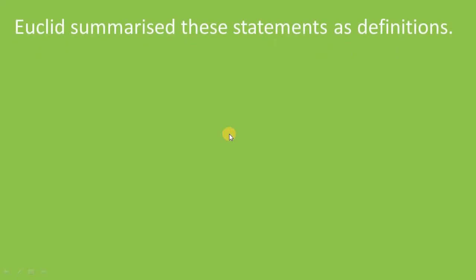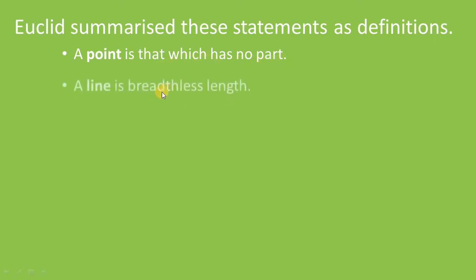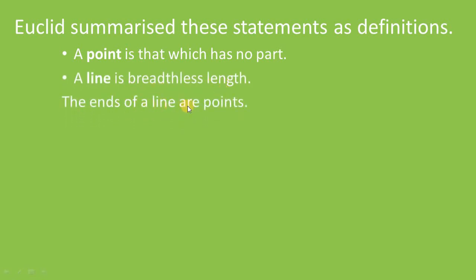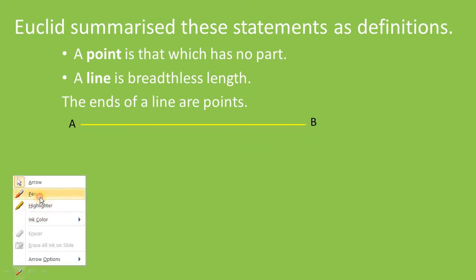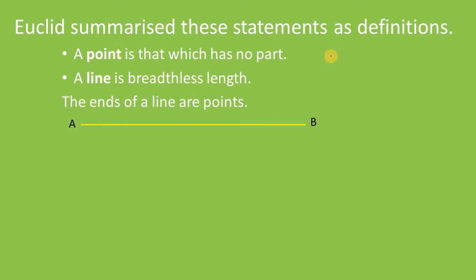Euclid summarized these statements as definitions. A point is that which has no part. A line is breadthless length. The ends of a line are points. So this is the line, and here let us put a short point. So this is the point.